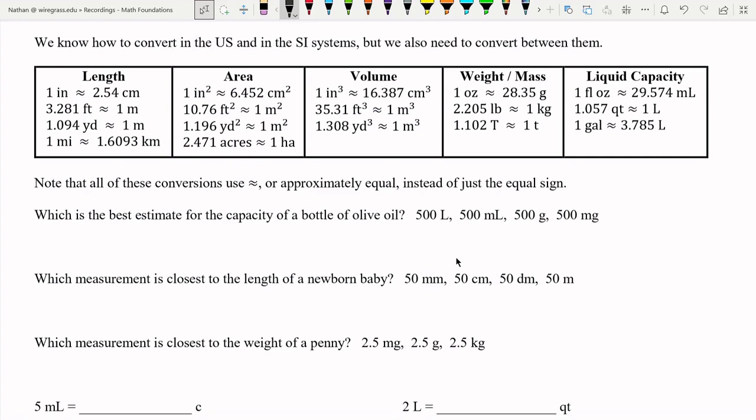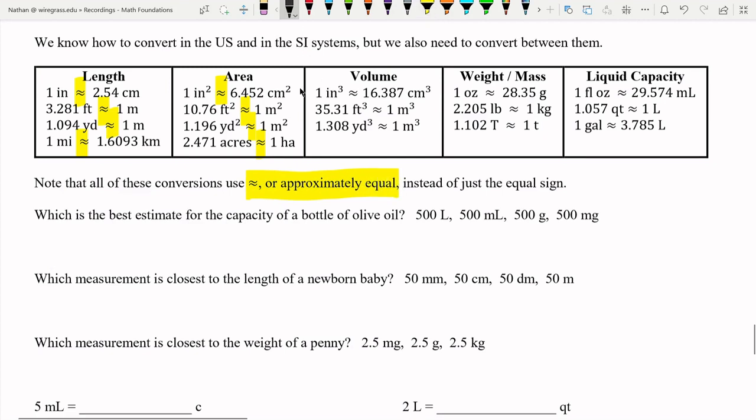We've talked about converting units in the US system and converting units in the SI system. But we also need to convert between the two systems since they're both commonly used. And for that, you can see I have this table of commonly used conversions for length, area, volume, mass, and liquid capacity. And note in all of these that I have this wavy symbol used instead of the equal sign, because this symbol means approximately equal.